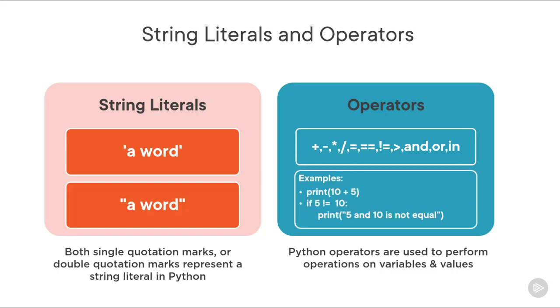Now let's see an example of this. So the first example there is if we wanted to add 10 and 5 together and have that print to the console, we could do that using the print there, 10 plus 5. In the second example, we're saying print something if the first value is not equal to the second value.